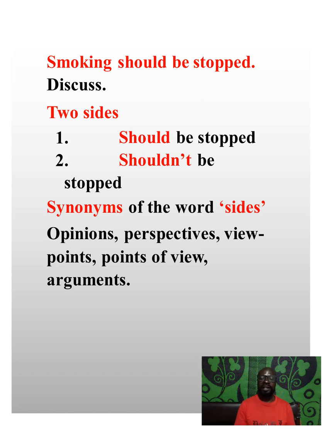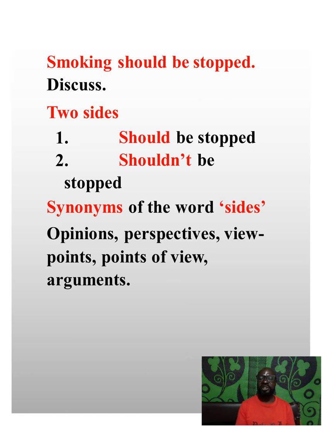Next, smoking should be stopped. Discuss. This is our point. Let us leave education and go back to our topic. Smoking should be stopped. Discuss. Our topic has two sides. An essay usually has two sides. A debate usually has two sides. In our topic, the first side is should be stopped. The second side is shouldn't be stopped. Who says that? Some people, many people. So some people say smoking should be stopped. Others say smoking shouldn't be stopped. Human beings cannot agree on everything. There are very many things where we don't agree. So some people like smoking, others don't. So it is a point of discussion.